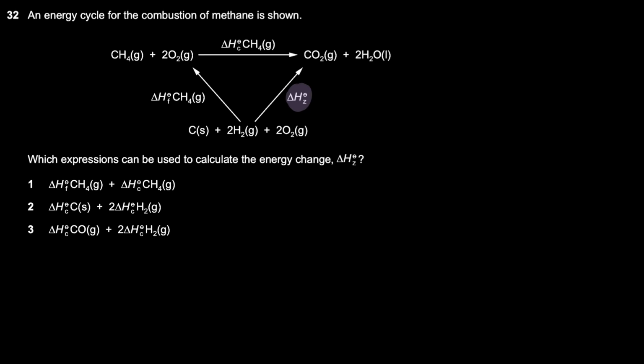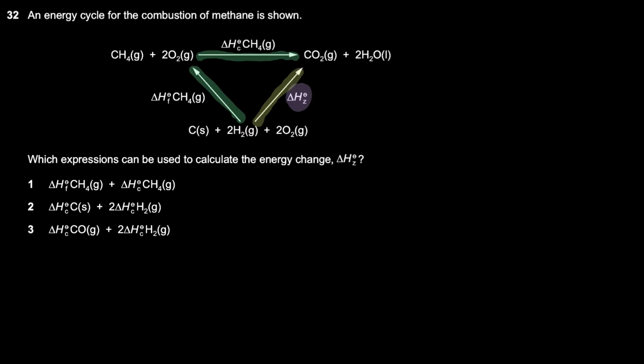Now, the first expression says that this can be seen as the delta H formation of methane plus the delta H combustion of methane. Now, if we look over here, what we have is the delta H formation of methane that they've shown, I'm going to highlight that with the green highlighter. Formation of methane plus combustion of methane is equal to delta Hz, which is the yellow arrow. This is Hess's law, right?